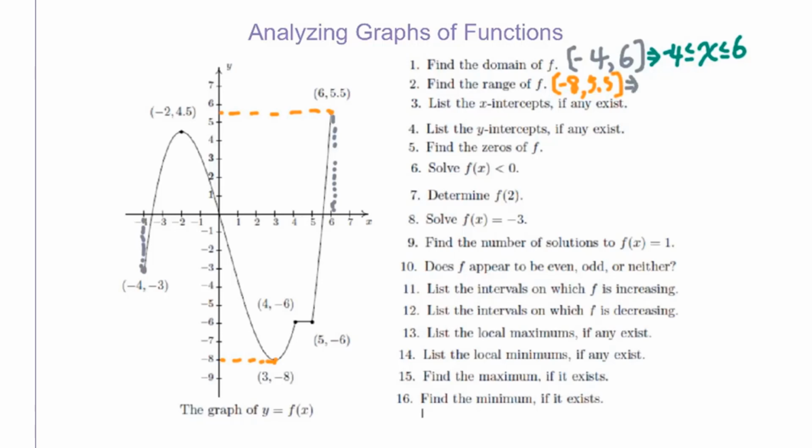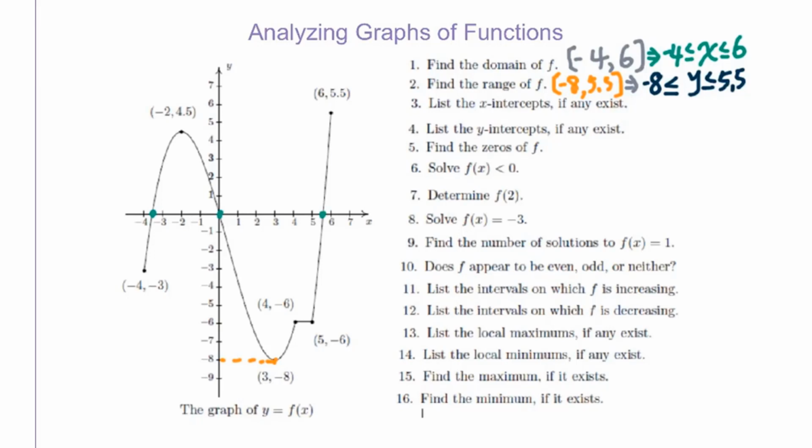The meaning for this interval notation is y is between -8 and 5.5. For number 3, list the x-intercepts. Intercept means crossing the x-axis, so you need to find the points where the graph crosses the x-axis. We got 3 points: 1, 2, 3.